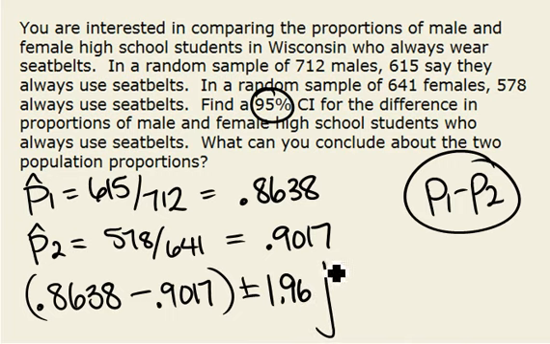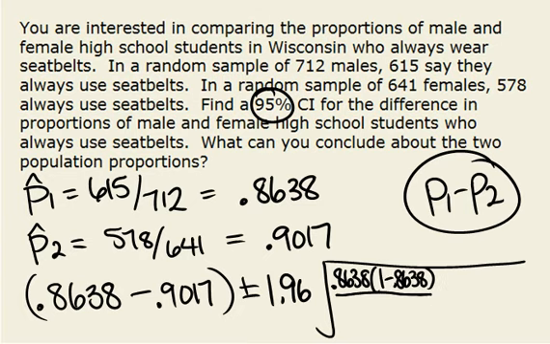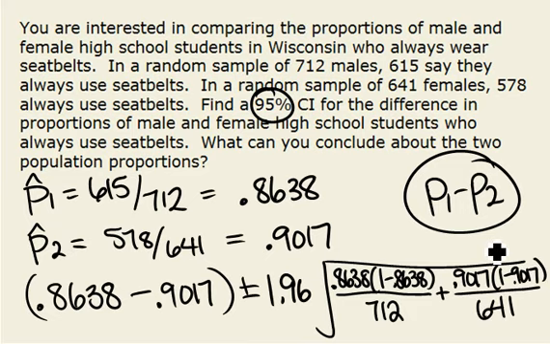And then what we get for our standard error is each p hat times 1 minus p hat over the sample size, and we'll add those together. So we get 0.8638 times 1 minus 0.8638 over the sample size, which is 712 for group 1. For group 2, the females, 0.9017 times 1 minus 0.9017 over the sample size for the females, which is 641.